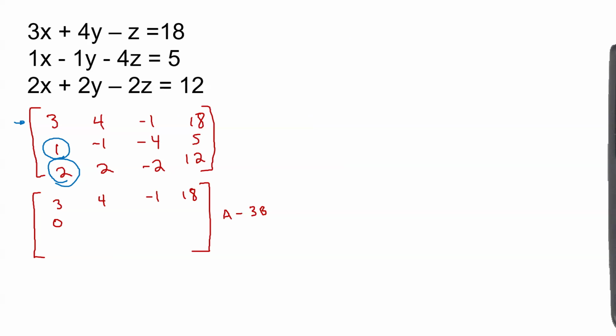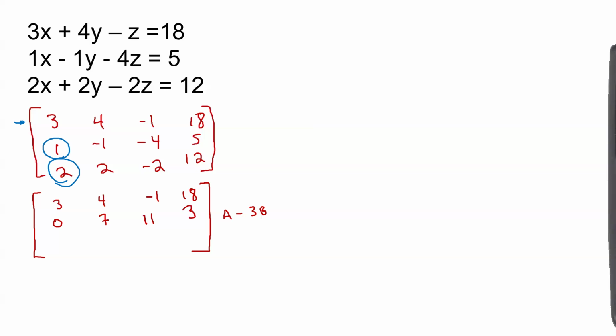4 minus 3 times a -1, that's 4 plus 3, or a 7. I've got -1 minus 3 times -4, that would be a -1 plus 12, or 11. And then on the last column there, let me just check my work here because I don't want to mess you up. I'd have that 18 on top minus 3 times 5. That's 18 minus 15, which would be a 3 right there.